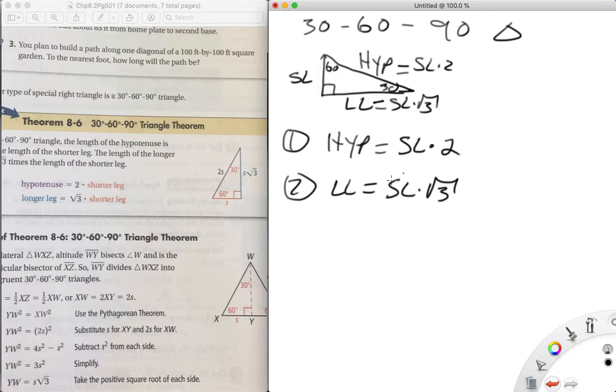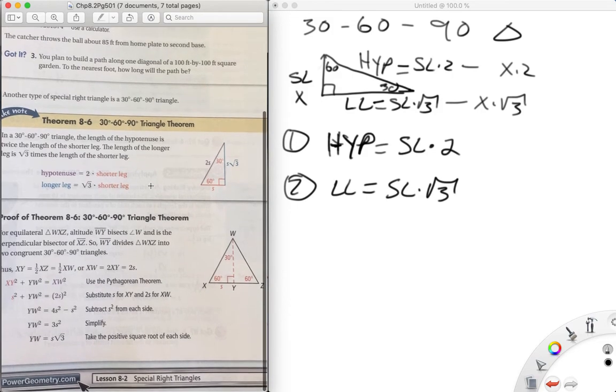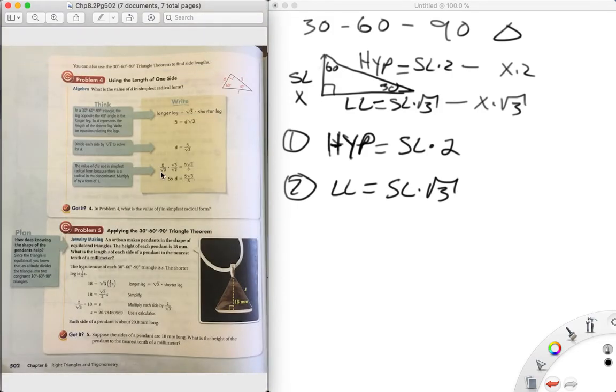In essence, the short leg would be like my x. But I've found over the years that it's easier to call it short leg, long leg in terms of memorizing for people to see it. If you want to just call it x, you can. You can use x times 2. You can use x times the square root of 3. You can just call short leg x. But either way, it's fine. Okay. So that's the 30, 60, 90.